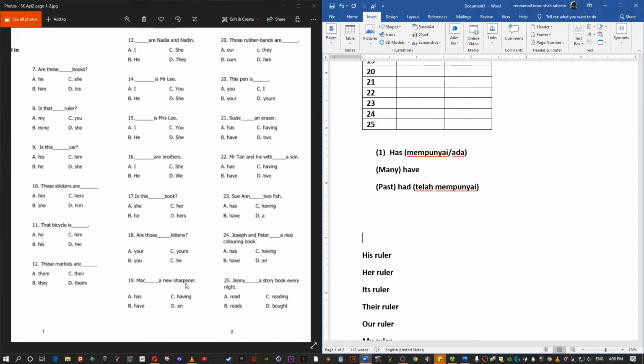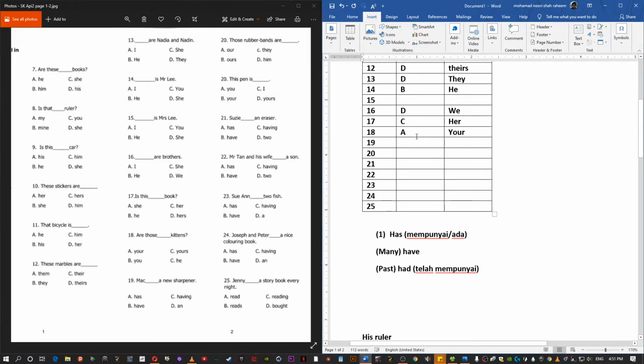Okay, Mac has a new sharpener. So having is wrong and is wrong. So it's either has ataupun have. So Mac ni apa benda? Mac ni sebenarnya nama orang. Kau jangan ingat Mac je. Mac ni nama orang, dia satu. So has lah. Mac has a new sharpener, number 19. The answer is E.